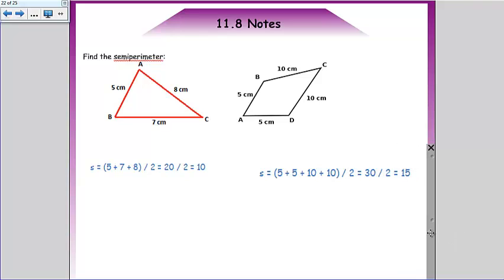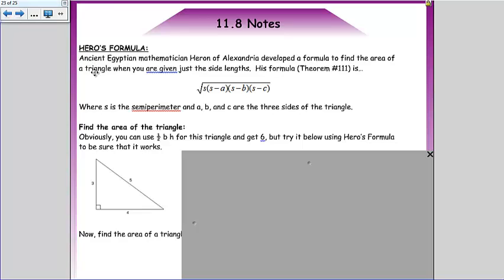That's finding the semi-perimeter. Where does this come in useful? There were 2 ancient mathematicians who kind of found some theorems based off of the semi-perimeter. So we'll go through those 2 to finish our chapter on area. First one is ancient Egyptian mathematician Heron of Alexandria, who developed a formula to find the area of a triangle when you are just given the side lengths.